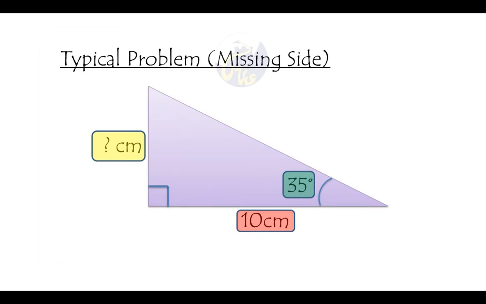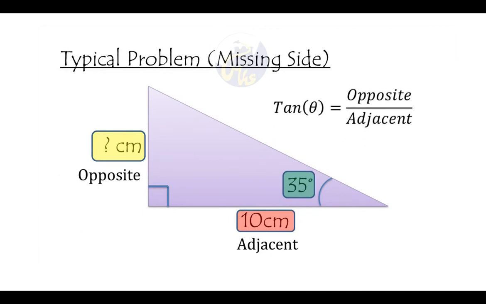Well, the side which I've colour-coded yellow is the opposite. It is opposite the angle. And the side I've colour-coded red is the adjacent. It's next to it. And so if you look back at those three formulae, there's only one that involves opposite and adjacent, and that was the one that was called tan. So we're going to use this formula to then solve and work out how long the opposite side is of this triangle.